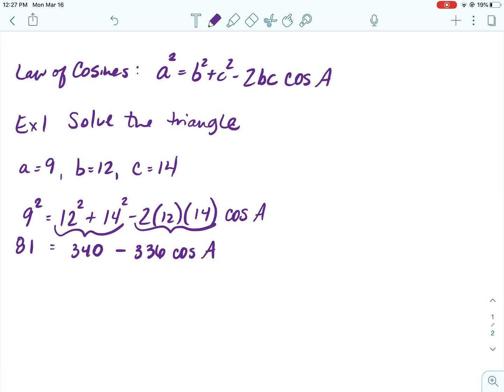Now, I cannot subtract 340 minus 336 and get 4 cosine of A because they're not like terms. This 336 is connected to that cosine of A, so I would only be able to subtract it with another cosine of A, so I cannot do that. That's a really common mistake that people want to do. It would make it so much easier if you could do that, but you can't. So think about solving this for A. What I would want to do is move that 340 over to the other side by subtracting it.